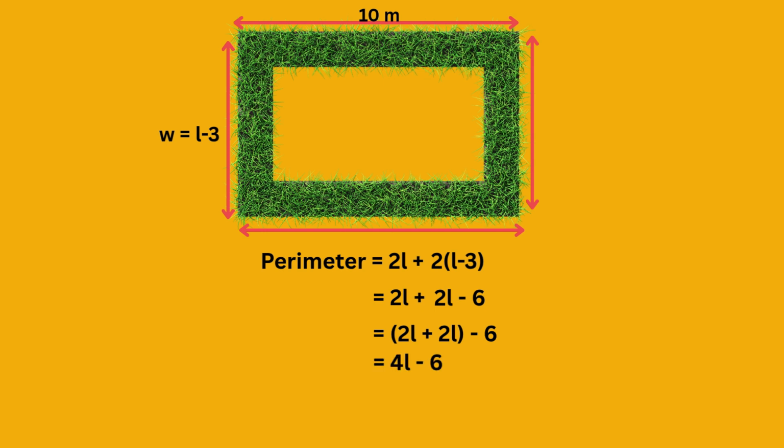Now we know the value of L equals 10 meters. So now we will drop 10 in the place of L. Simplifying the expression, we get the value 34 meters. So the perimeter is 34 meters.